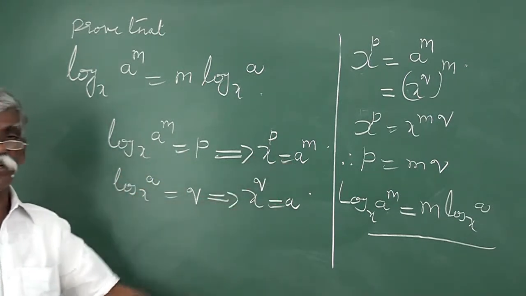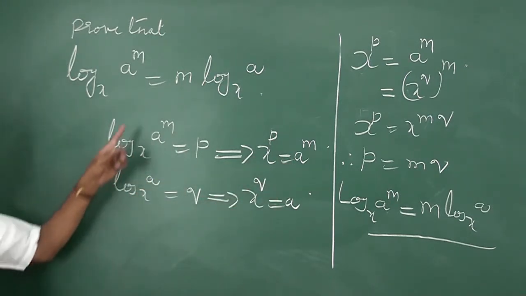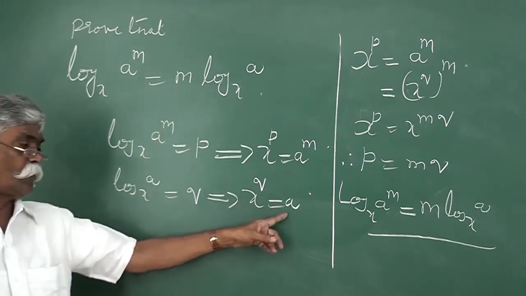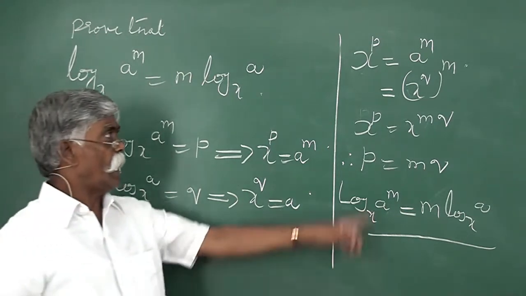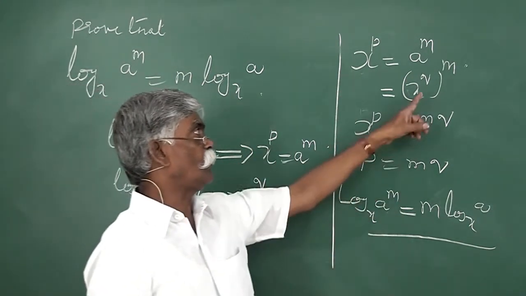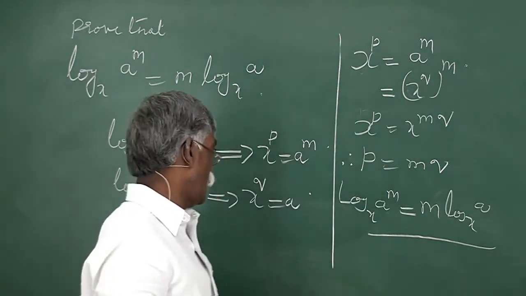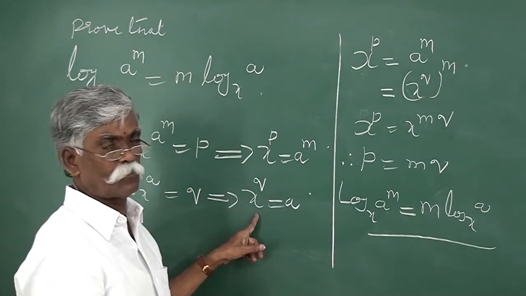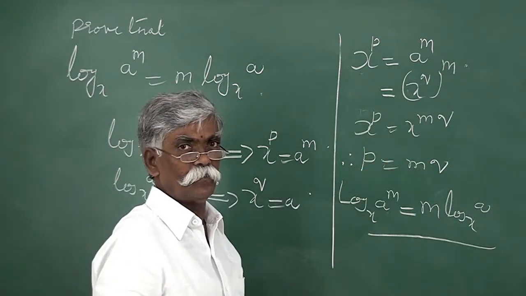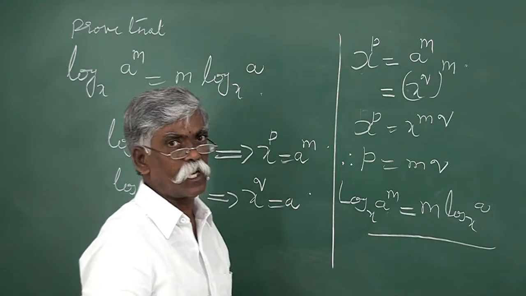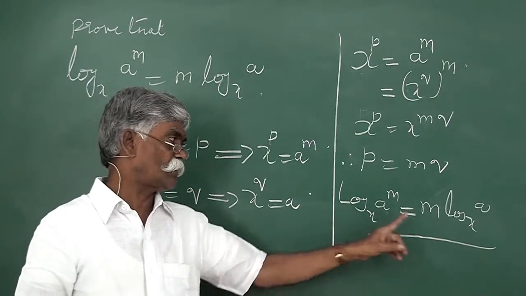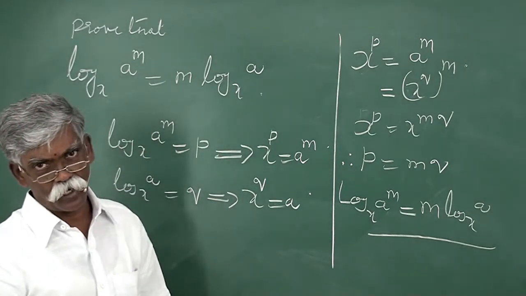Therefore, x power p is a power m. And log a to the base x is taken as q. Therefore, x power q is equal to a. And hence, x power p equal to a power m, that is equal to x power q to the power m, because a equal to x power q. Now this is x power p equal to x power mq. From this, p is equal to mq. P means logarithm of a power m to the base x is equal to m into log a base x.